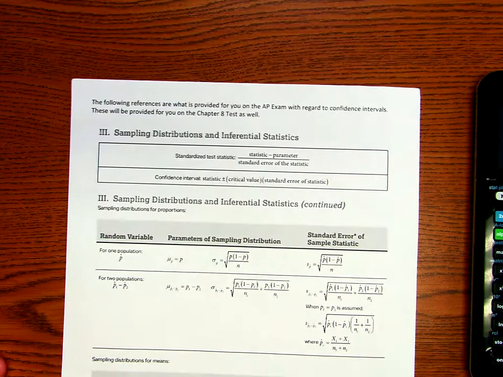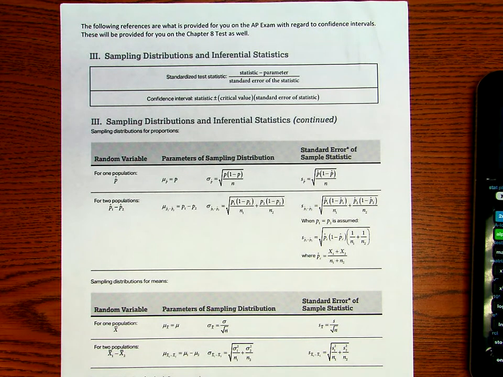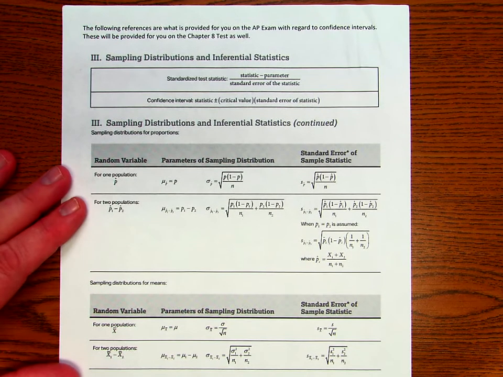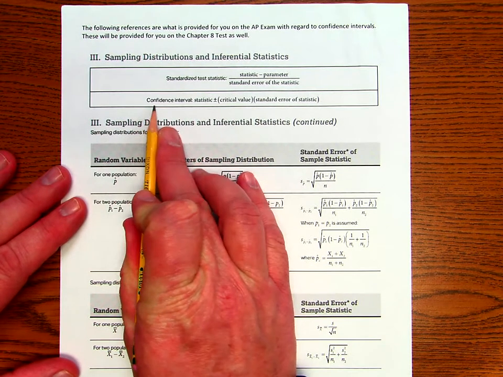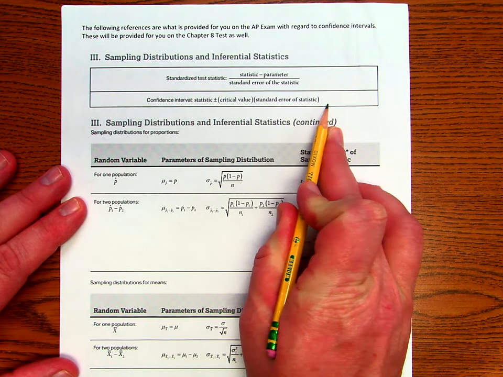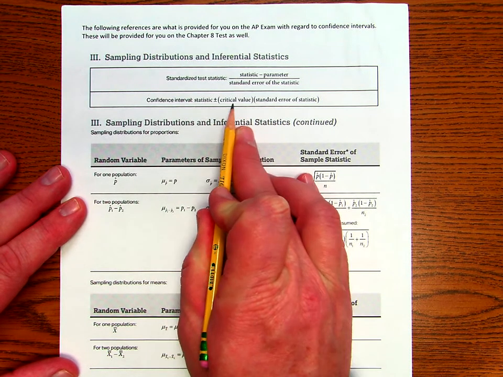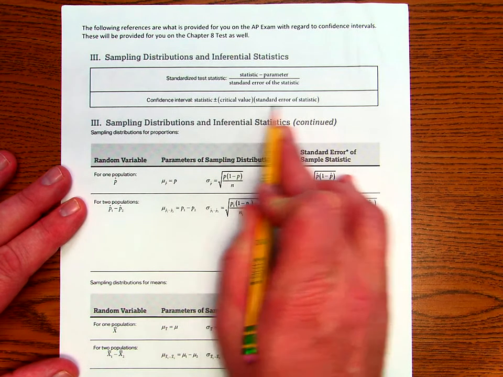All right, so what is provided for you on the AP exam in terms of reference? We've seen snippets of this in different spots of the PowerPoints. Okay, relevant to what we're doing in this chapter, they give you the blank structure for a confidence interval. All confidence intervals are going to be some sample statistic, a critical value, we've done t star and z star, and some standard error of the statistic.